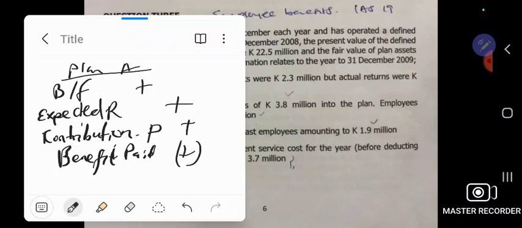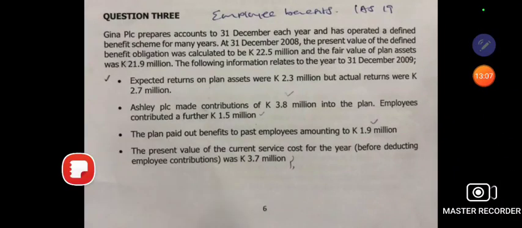So now let's answer the question, and let me show you the solution so that we can pick out the points. You observe that the same expected return I was talking about is there. Point number one, 2.3. That's the one you will use in this case because the format clearly states expected and not actual. It says expected, and we want to follow the wording as per the standard.